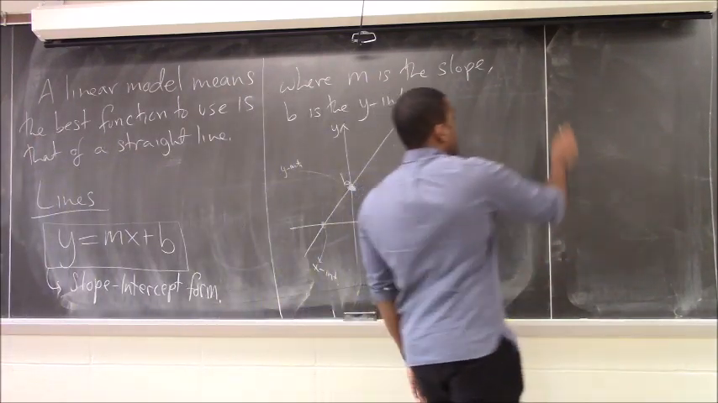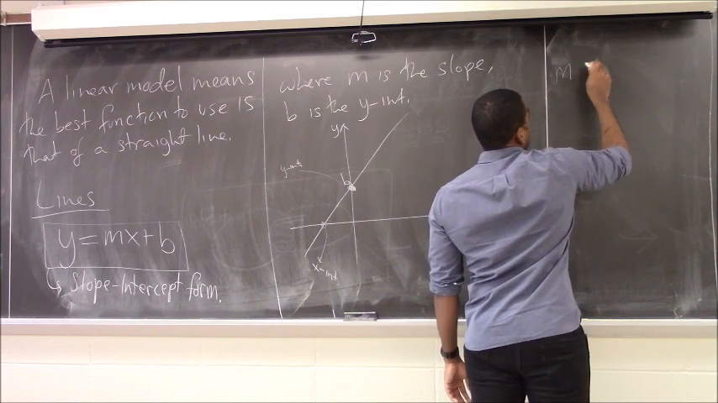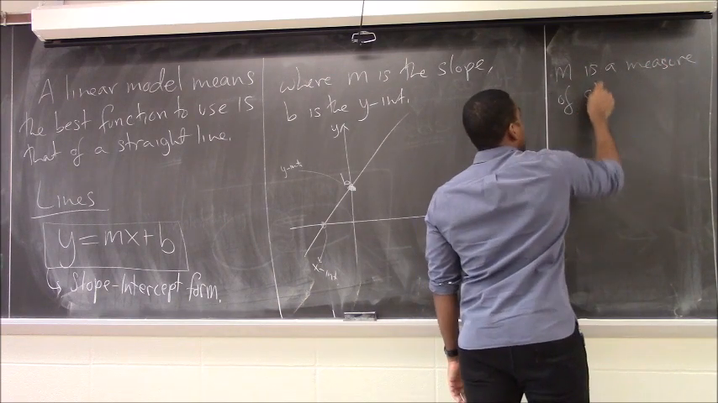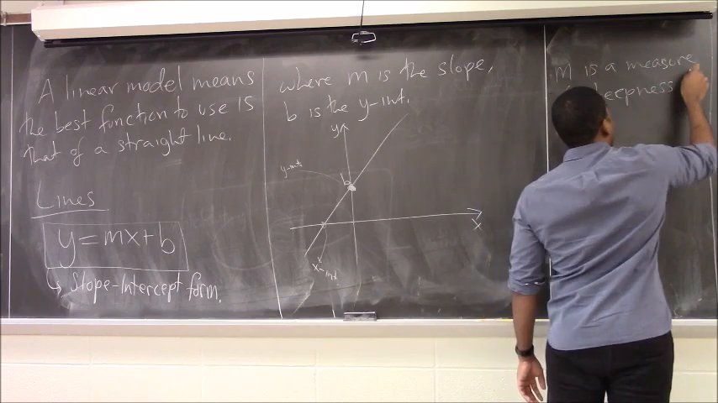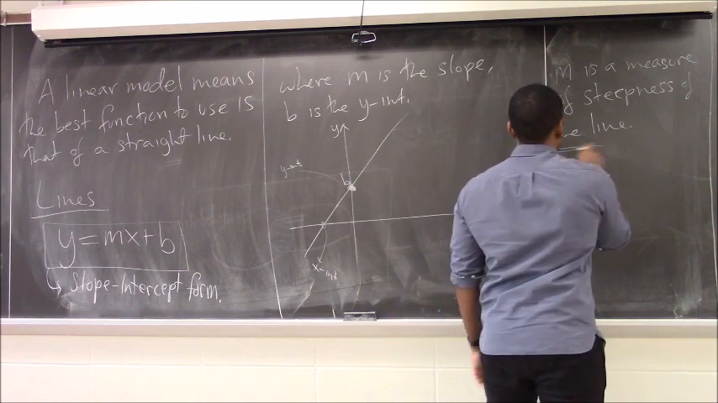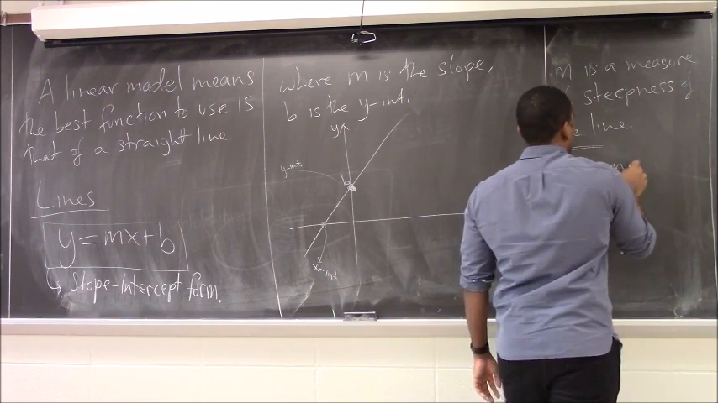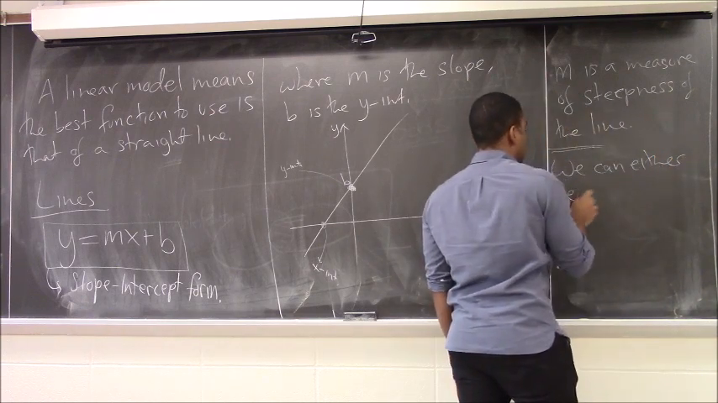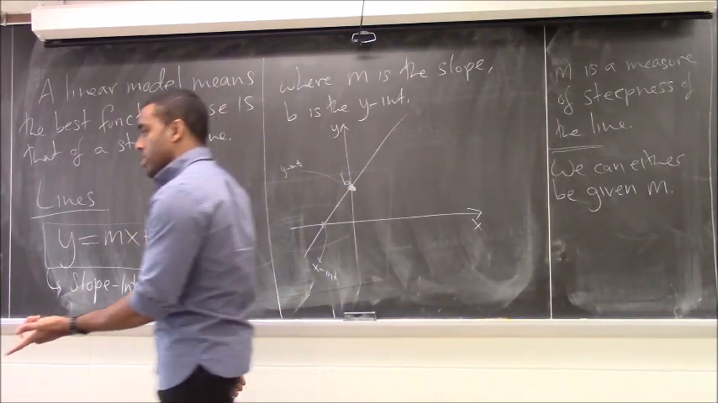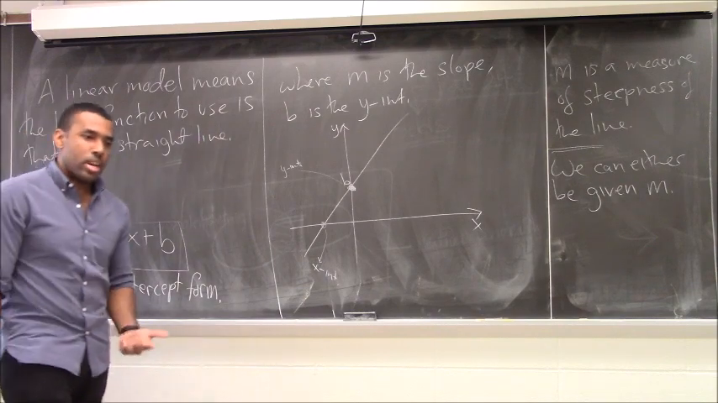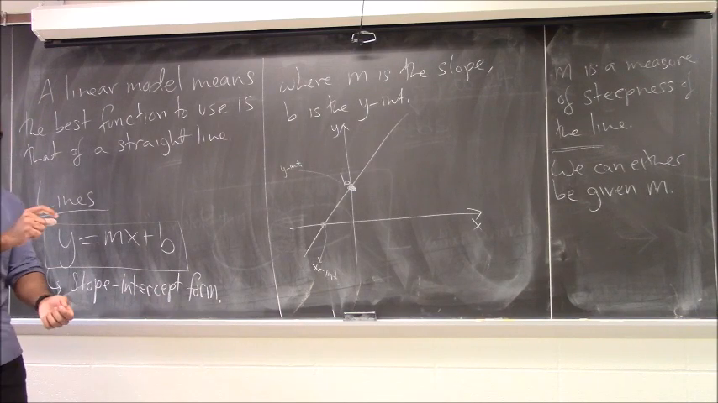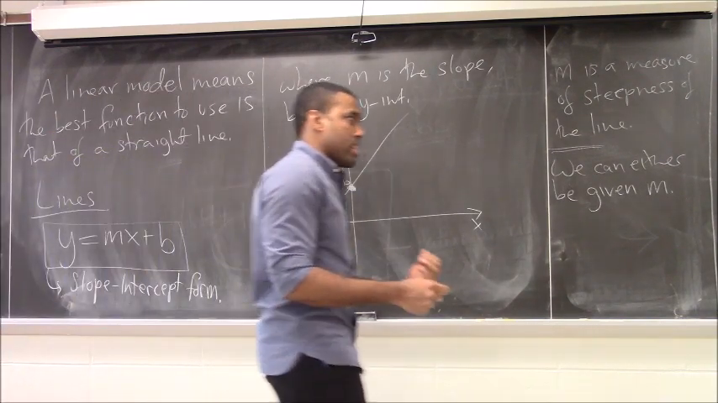The slope m becomes a measure of the steepness of the line. Okay. And we can either be given m. So for example, in the car rental problem, technically I gave you the m value, but I didn't say, oh, this is the slope. That $2 per mile that you're being charged, obviously when you put that into the equation, you realize that was the slope. So you need to recognize when you're being given m.